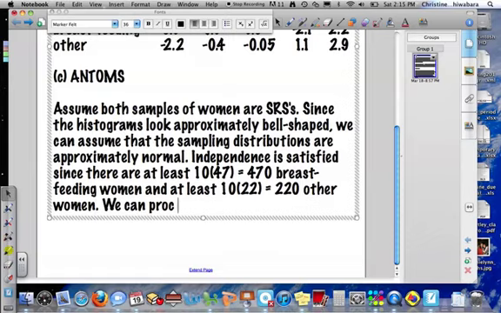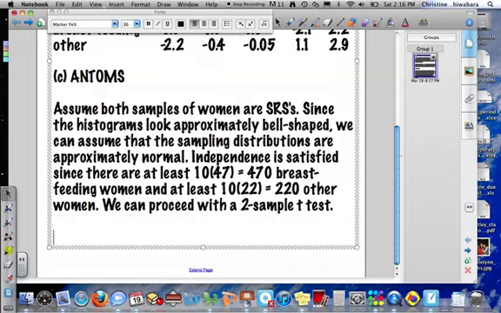We can proceed. This is going to be the end part of PHANTOMS. We can proceed with a 2-sample t-test. And the reason why I'm doing a t-test and not a z-test is because we were not given the population standard deviation. So rather than have a sigma that's going to be in our data, we're going to be putting in the sample standard deviation.